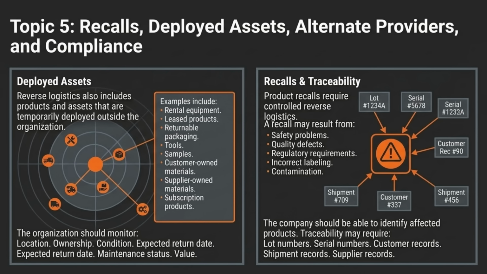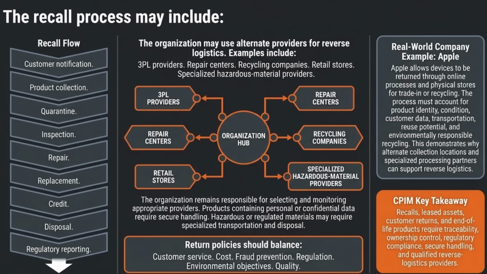Product recalls require controlled reverse logistics. A recall may result from safety problems, quality defects, regulatory requirements, incorrect labeling, contamination. The company should be able to identify affected products. Traceability may require lot numbers, serial numbers, customer records, shipment records, supplier records. The recall process may include customer notification, product collection, quarantine, inspection, repair, replacement, credit, disposal, regulatory reporting.